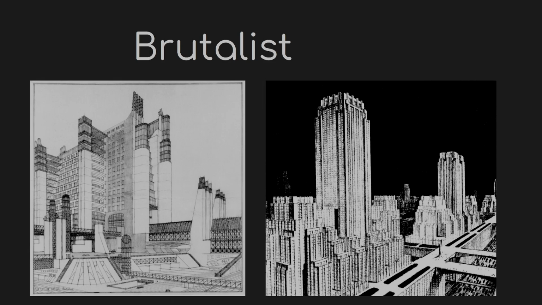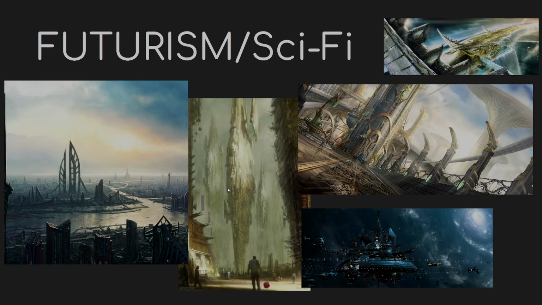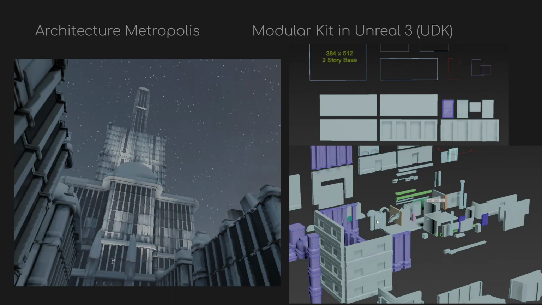So we'll look at some brutalism, and look at the models they did there for Metropolis is really kick-ass. And yeah, so we'll look at some futurism and some sci-fi slants that we can add to this, and how to build out. I have this blank at the moment, a model kit. This is the original model kit.